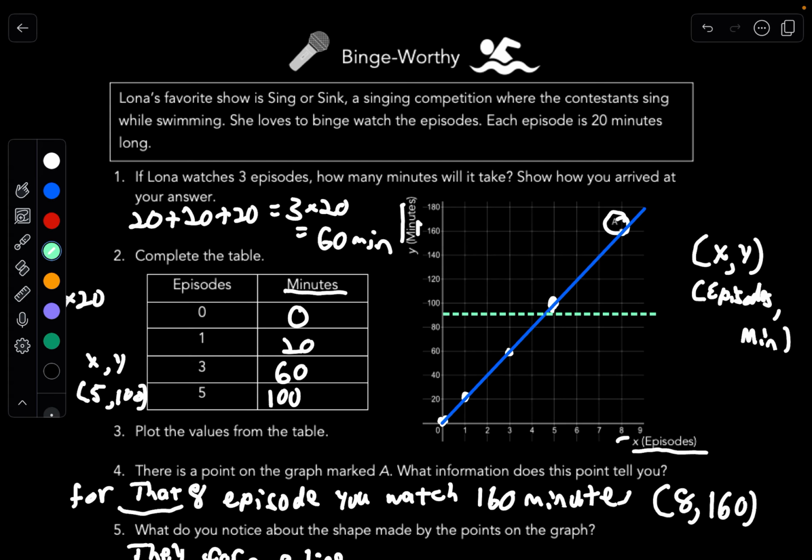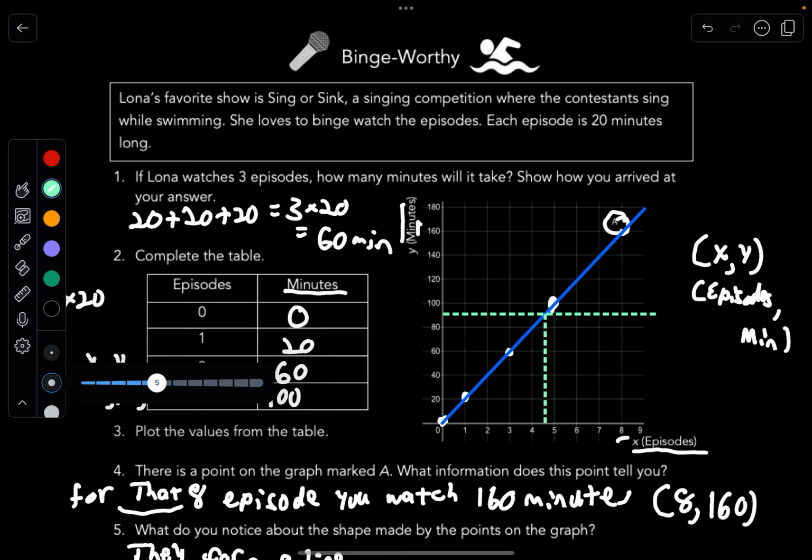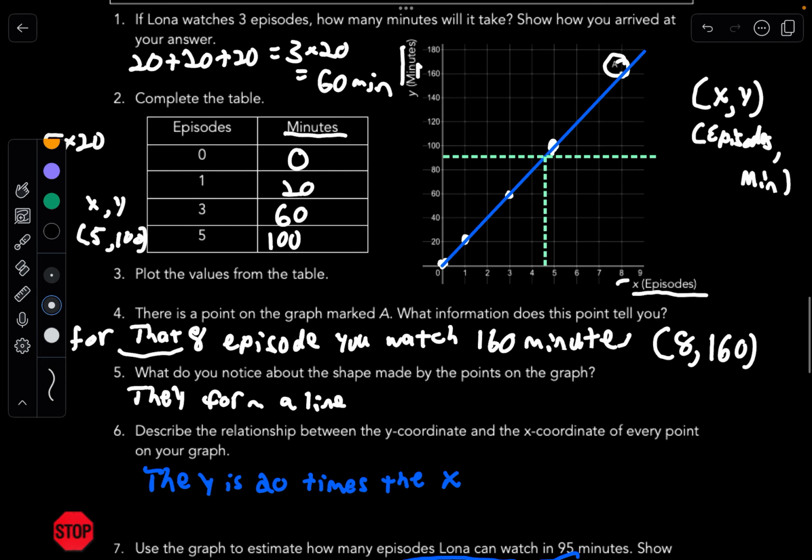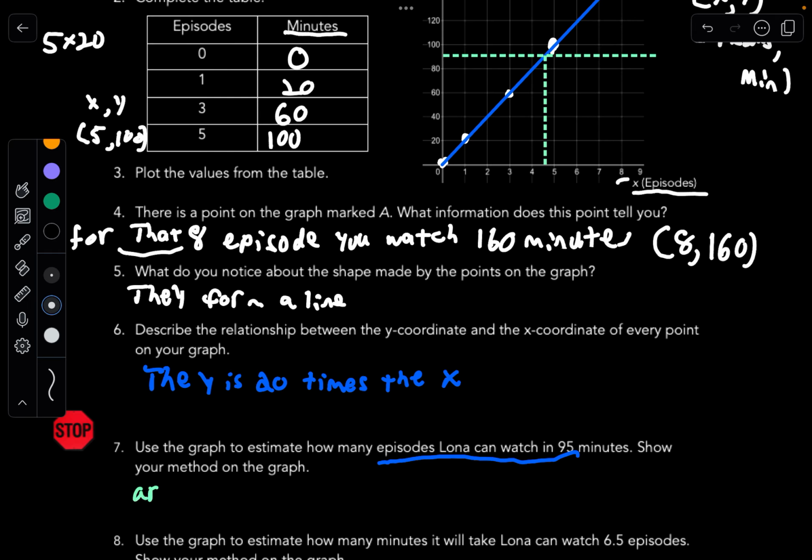So they cross there. And then if you just go from there, you can see that you can watch, by looking at that, about, I would say 4.5, maybe 4.75. I would say about 4.5, 4.5 episodes.